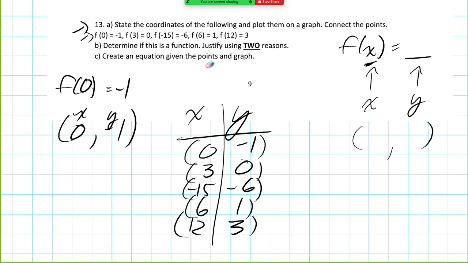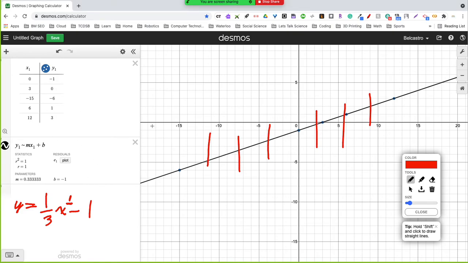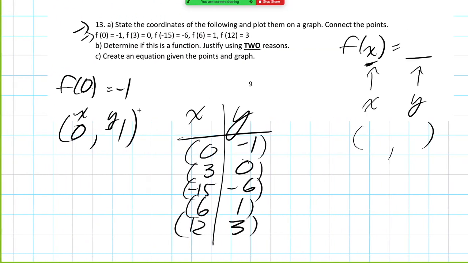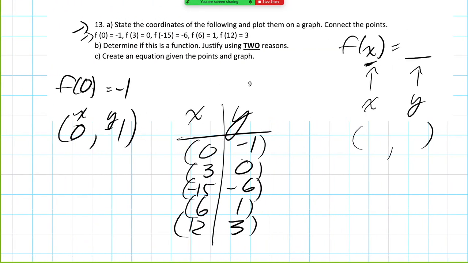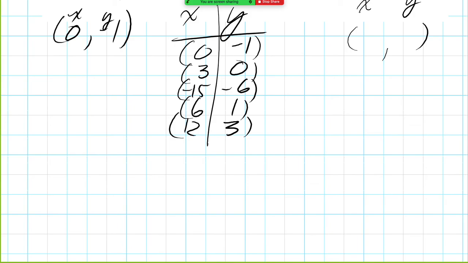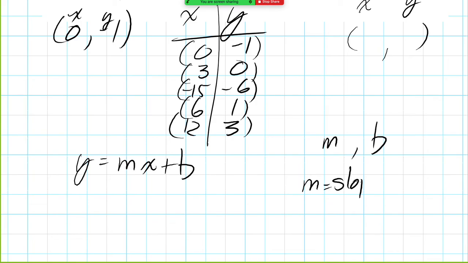The question also says to create an equation given the points of the graph, and we used linear regression to do that. Technically, we could have found this by just taking 2 points. Since we know this is a linear function, we could say y is equal to mx plus b, and the 2 values we need to find are m and b. m is equal to slope, and slope is rise over run, which is the change in y divided by the change in x.